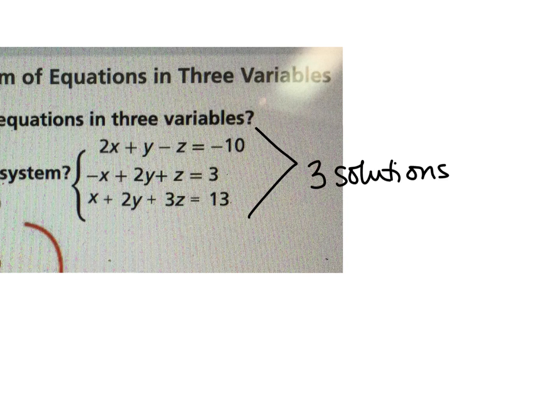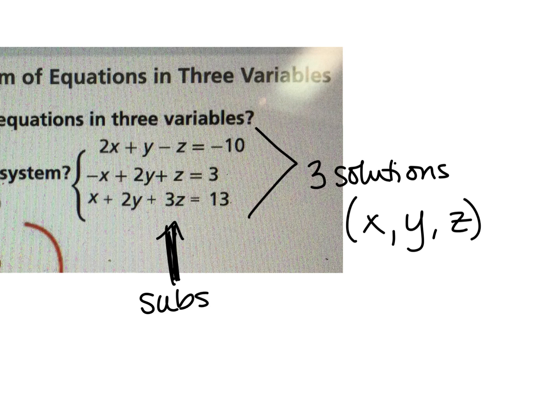And we don't name these as ordered pairs anymore. We name them as what's called an ordered triple, where your answer would be x, y, and then z. The last thing that I want you to write down with this example is that to solve this, the only methods that you know right now are substitution and elimination. And we will work on this together when you come into class tomorrow.